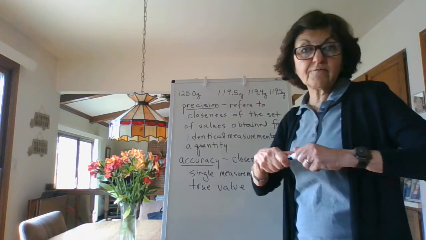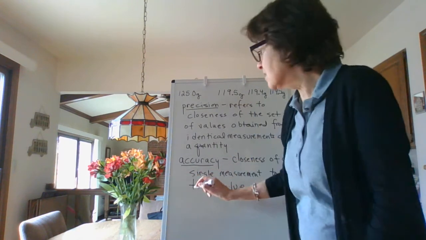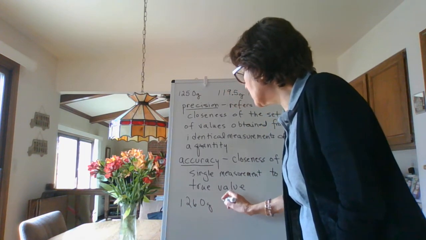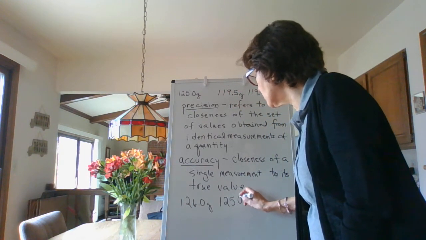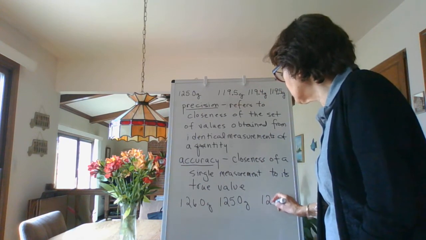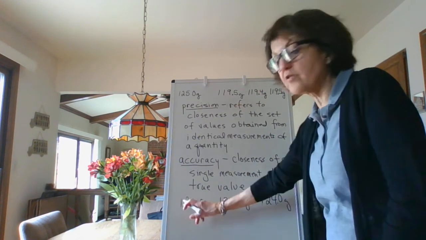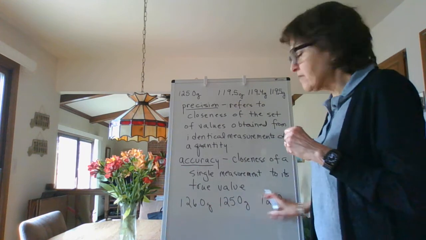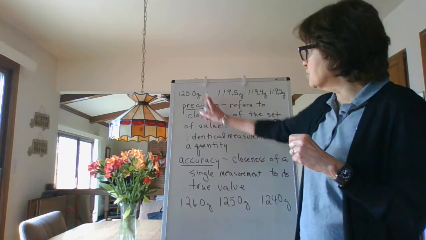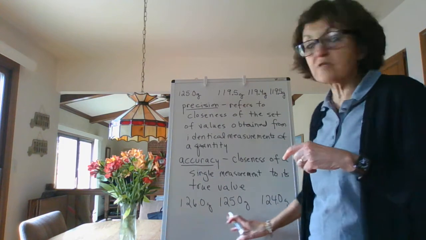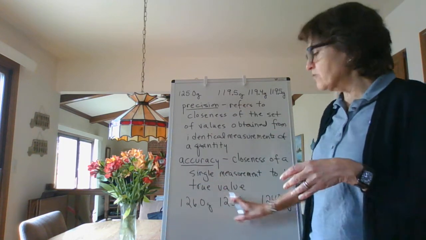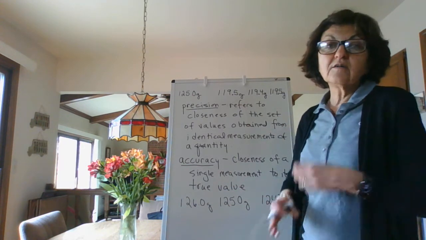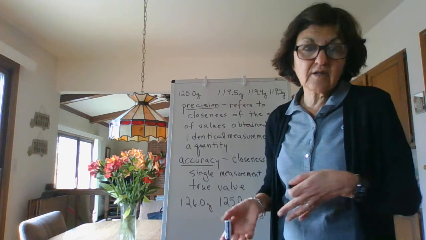If you got, for example, something like this, you got 126.0 grams, and then you got 125.0 grams, and let's say you got 124.0 grams. These are your three different times when you did it. If you take the average, it's 125. So these three values, when you take the average, are accurate, but they're not precise. They're not exactly the same. So they're not close. And that's the main difference between precision and accuracy.